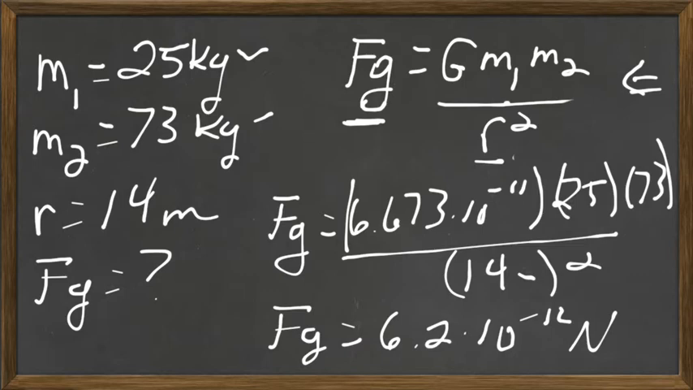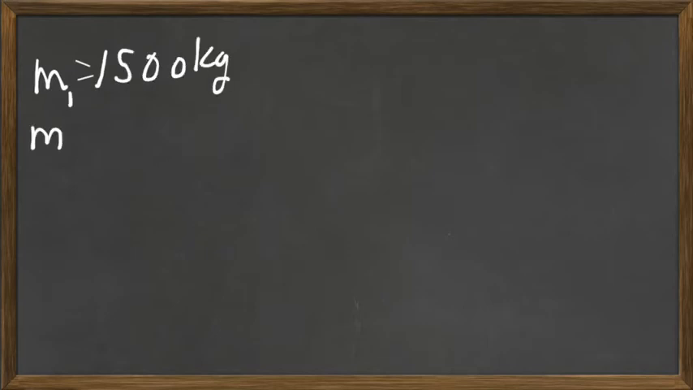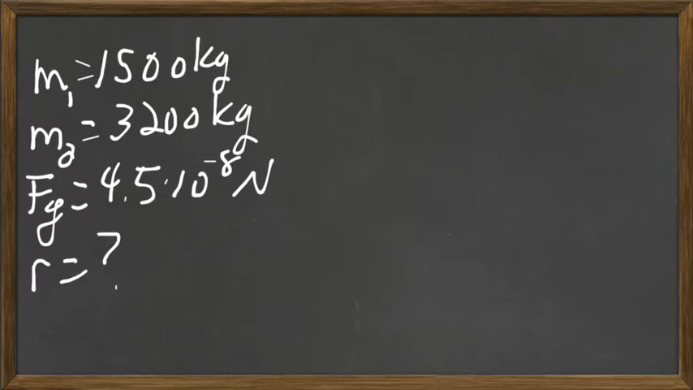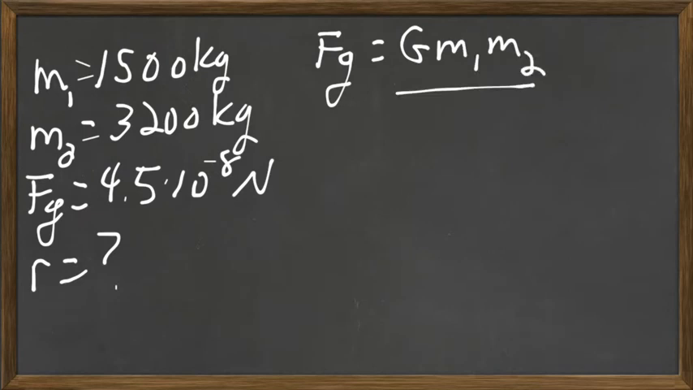But now what if I'm asked to solve for a different variable in my equation? Something like distance. Let's say I'm given a mass of one object of 1,500 kilograms, a second, I'll call him M1 and him M2, of 3,200, and I'm told that the force of gravity between them is 4.5 times 10 to the minus 8 newtons. I want to know how far apart are they. Well, I still use the same formula. Force of gravity between two objects, Newton's constant for universal gravitation, the mass of each object, distance between them squared. I put my information into my formula.